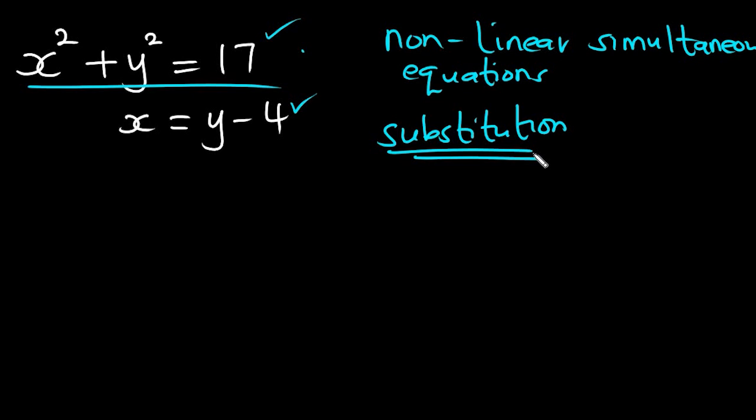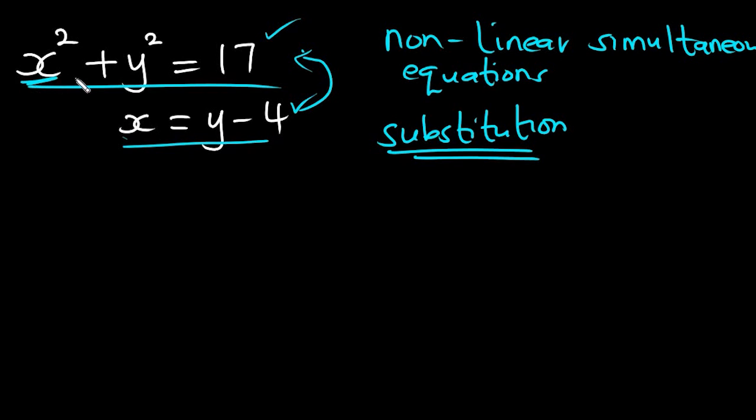Now, substitution simply means replacing. To substitute means to replace. So we replace one unknown with the other. So what do we do? When you look at the second equation, x is equal to y take away 4. x is equal to y minus 4. So that means x is the same as y minus 4. So in the other equation, where we have x, we can replace or substitute it with y minus 4.